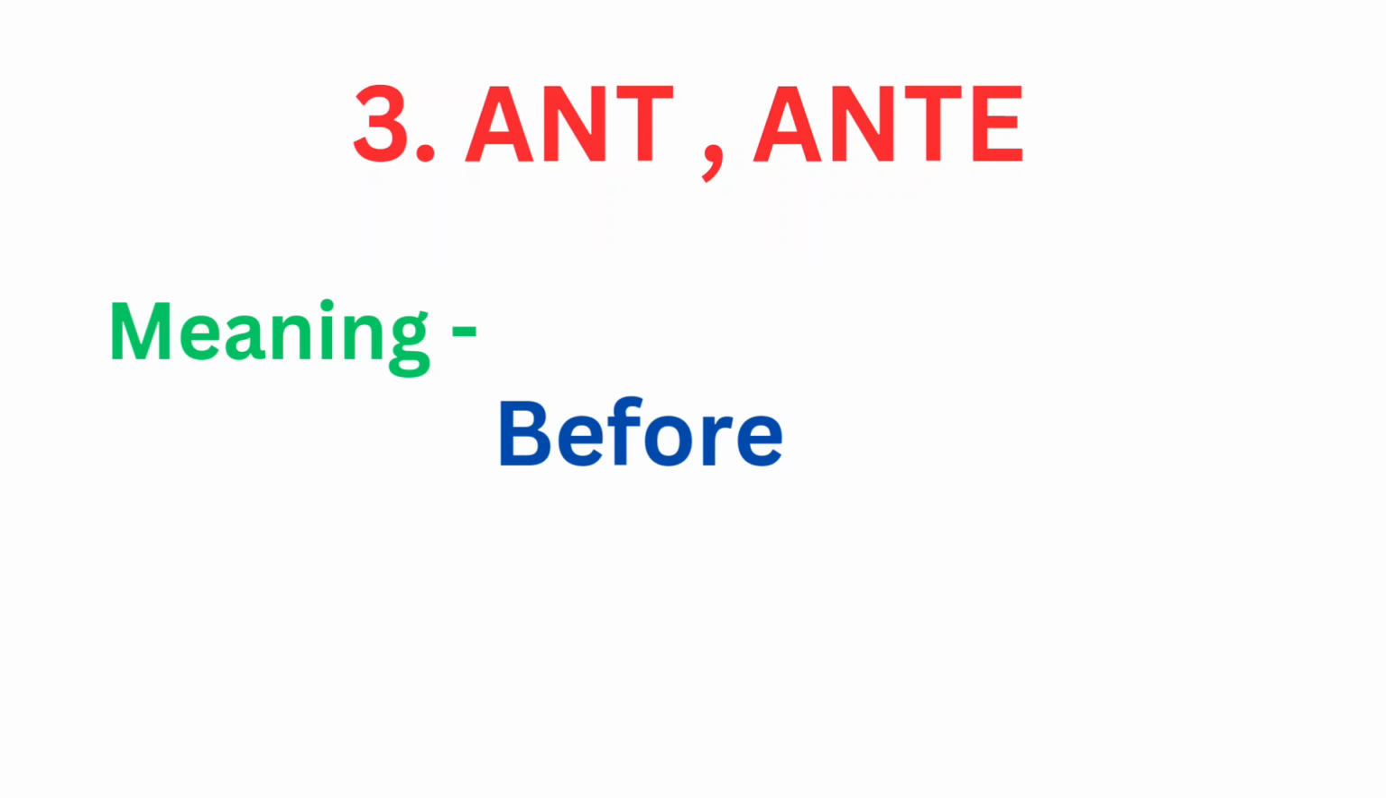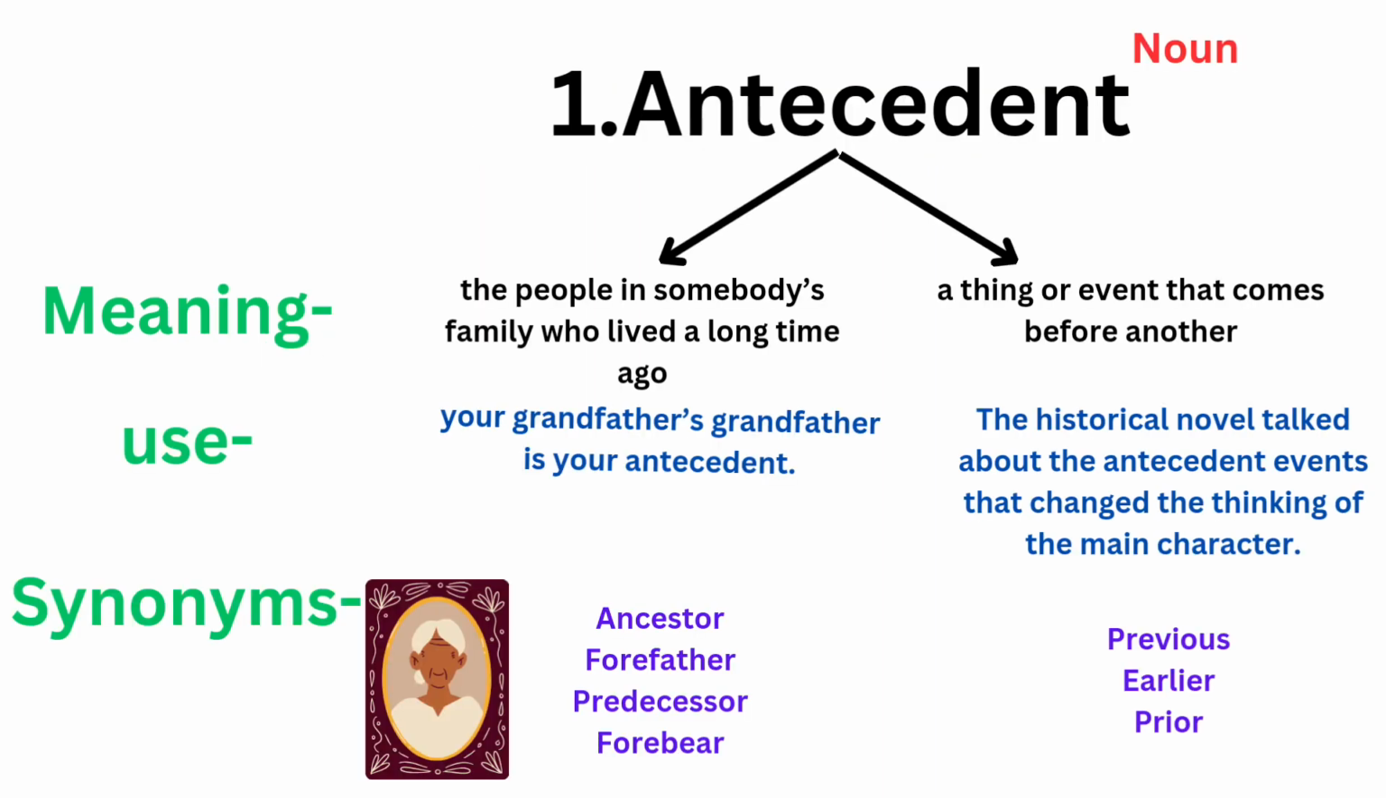Hello everyone, in this video we are talking about our third root word of the 220 root word series, which is ant or ante, which means before. So every time a word has ant or ante in the beginning, the word will have the feeling of before in it. First word, which is originated from ante root word, is antecedent.